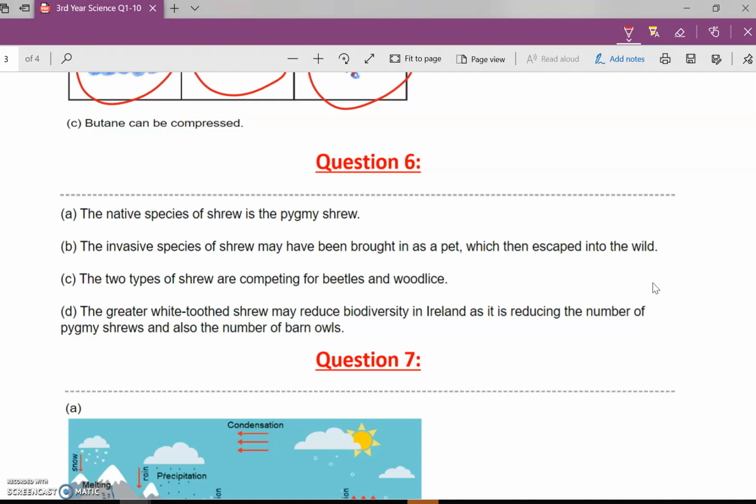Two organisms for which the two types of shrew are competing. So from the article there, they're competing for beetles and woodlice.